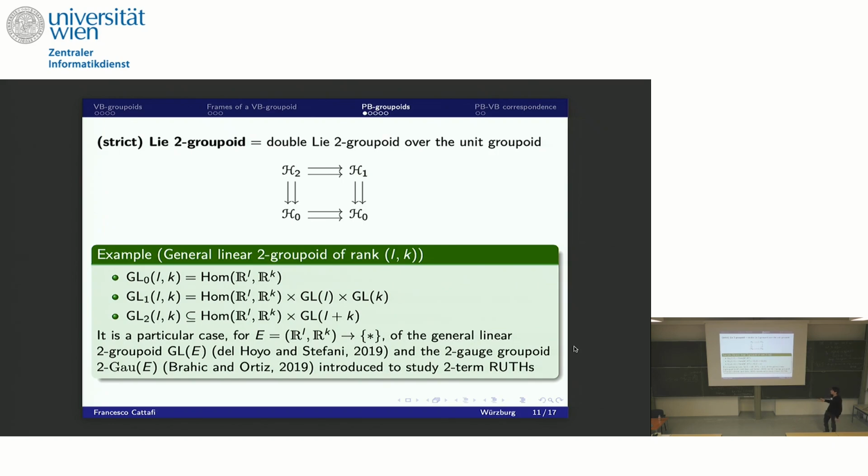So there is this object called the general linear 2-groupoid GL by Del Hoyo and Stefani, and another object called the 2-gauge groupoid by Brahic and Ortiz. They were actually interested in representations up to homotopy, so they have their own reason to define those. In our case, we just need to take the result and take a very special case, but that at least does the job for us, so we don't have to care any further about understanding the structure here.